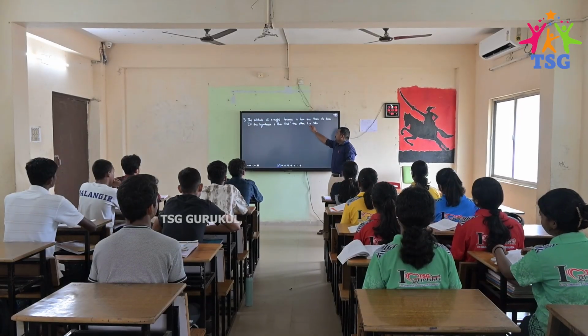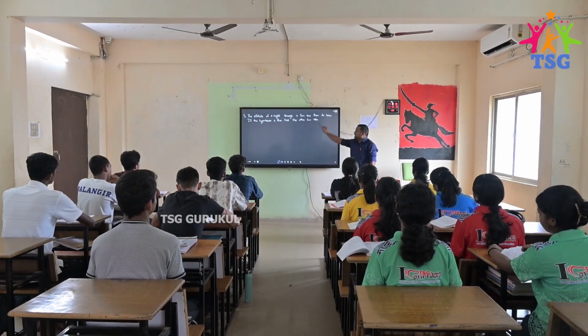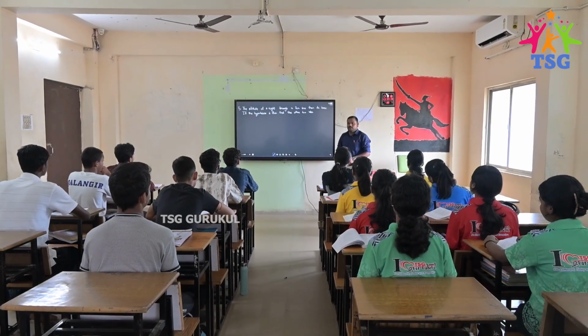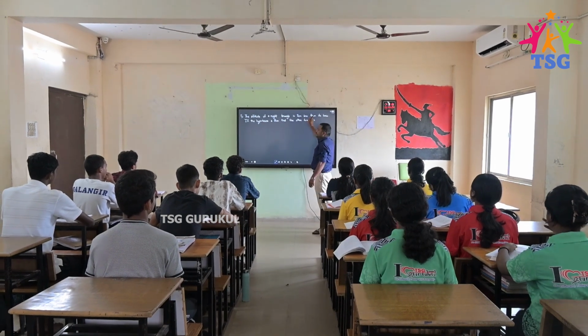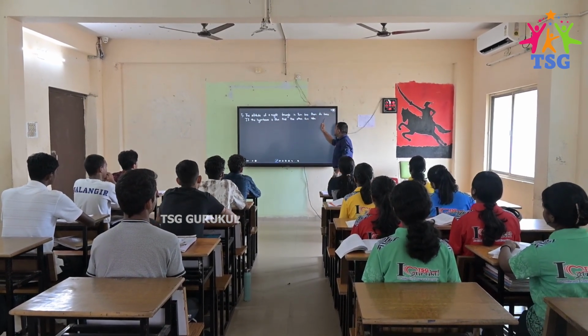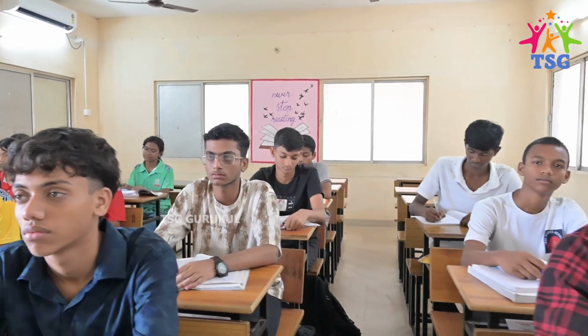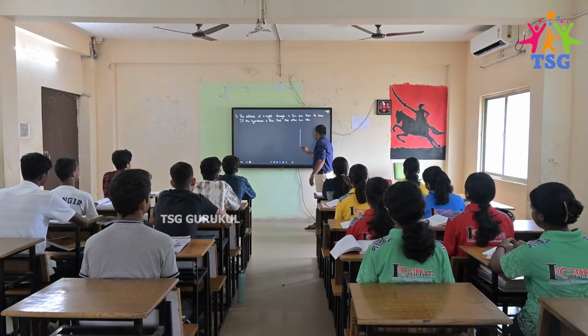The altitude of a right triangle is 7 cm less than its base. If the hypotenuse is 13 cm, find the other two sides. Okay? First, I have to draw one right triangle. Is that clear? First draw one right triangle.